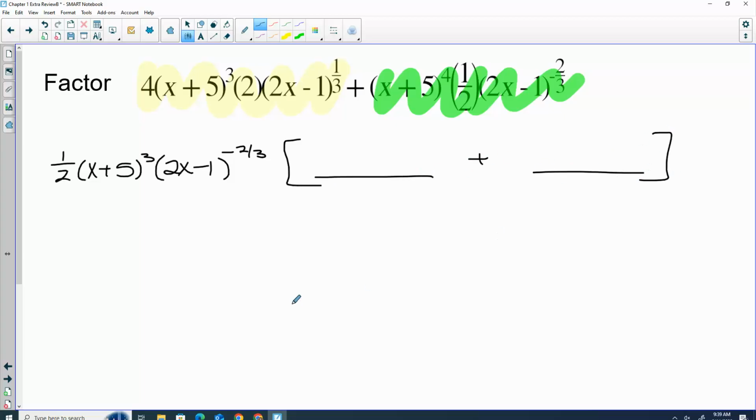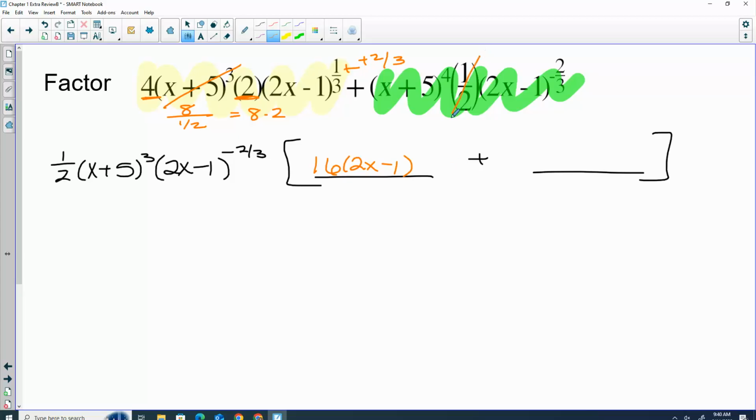We have to figure out what's left. The first term had coefficients of 4 and 2. That's 8. I need to take 8 and divide it by 1/2, so 8 times 2 is 16. We took out all of the x plus 5s, and we have 2x minus 1. We had 1/3. We took out negative 2/3. So 1/3 minus negative 2/3 would just be 1.